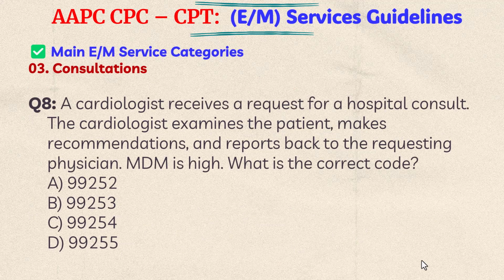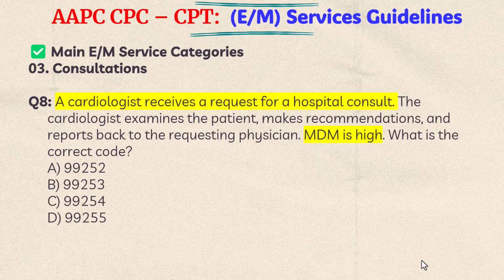So let's see some examples for this. So question number 8. A cardiologist receives a request for a hospital consult. The cardiologist examines the patient, makes recommendations, and reports back to the requesting physician. The MDM is high. What is the correct code? So there are 4 codes available. Please pause the video, take your CPT code book, and find the answer. Okay, in this case, you have to highlight a cardiologist receives a request for a hospital consult. So this is a consultation case, and the level of medical decision making is high.